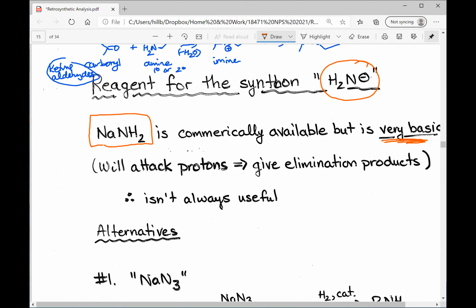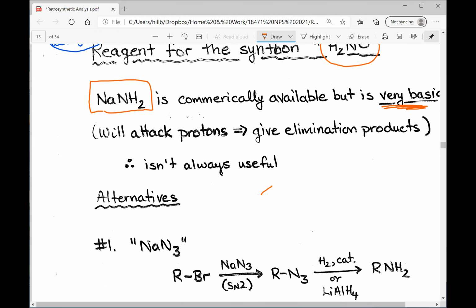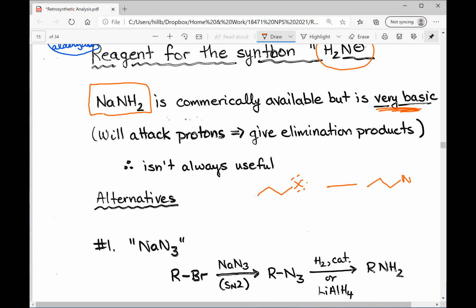Because it's so basic, it isn't particularly useful if, let's say, you had this and you wanted to make this using NaNH2. This would be an SN2 reaction. The main problem here would be that you would get an awful lot of E2 elimination, and so it won't be particularly useful. So chemists have developed other ways of using this that aren't as basic.